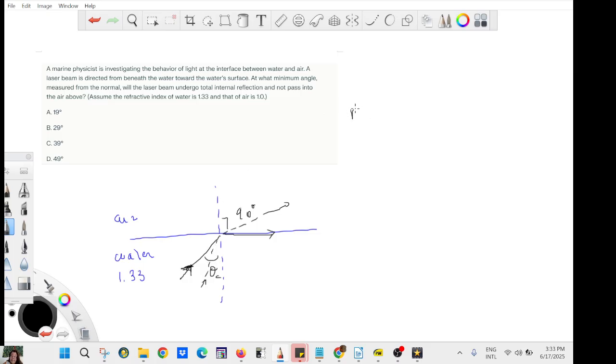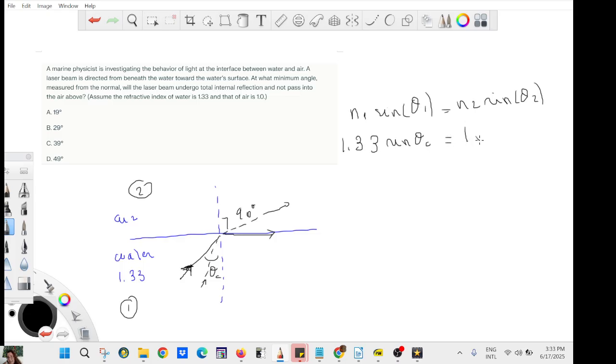So we use again, so this is 1, so you go from 1 to 2. n1 sine theta 1 equals n2 sine theta 2. So in that case, that's going to be 1.33 sine your critical angle equals 1 times sine 90, which is 1. So you have sine equals 1 over 1.33, and we cannot have a calculator, so we need to find a different way to do it.